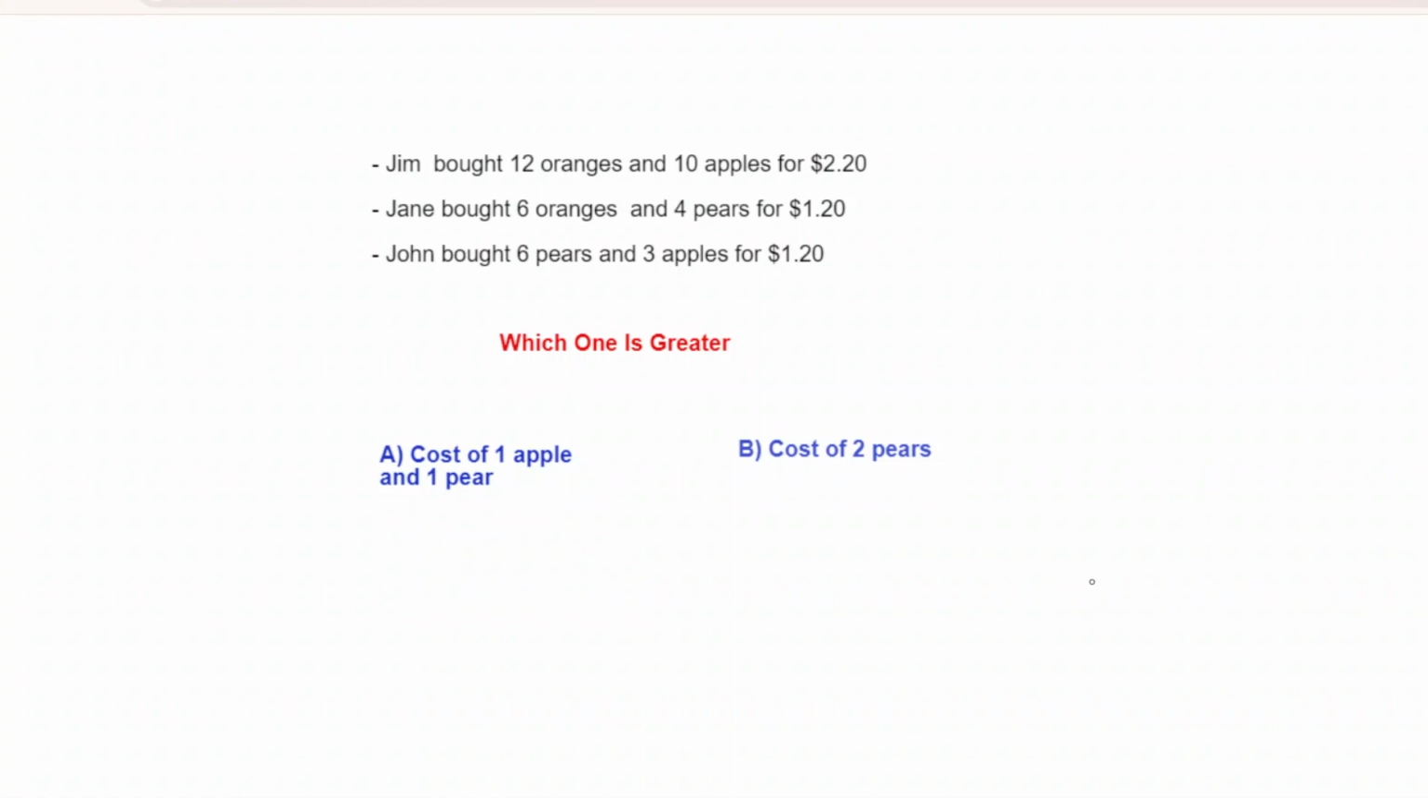We have an interesting question. Jim bought 12 oranges and 10 apples for $2.20. Jane bought 6 oranges and 4 pears for $1.20. And John bought 6 pears and 3 apples for $1.20. So the question is, which one is greater, the cost of 1 apple and 1 pear, or the cost of 2 pears?